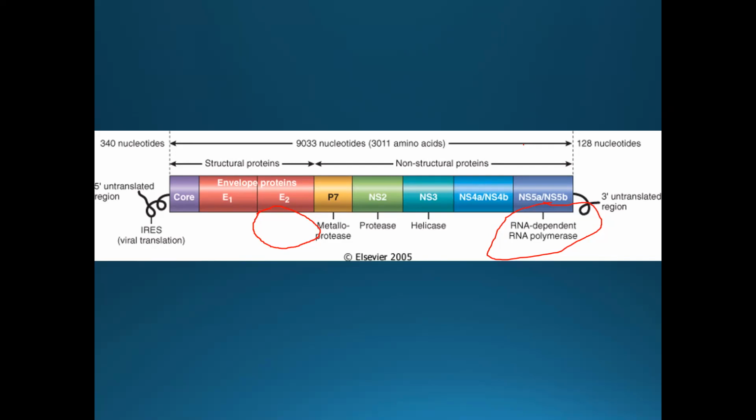Moreover, hepatitis C virus is able to actively evade the interferon-mediated cellular antiviral response because E2 and NS5A inhibit the interferon-induced double-stranded RNA-activated protein kinase, which is involved in the antiviral response to interferon.